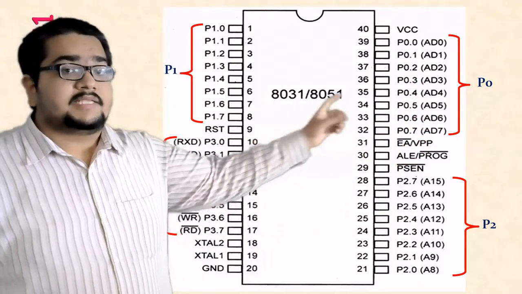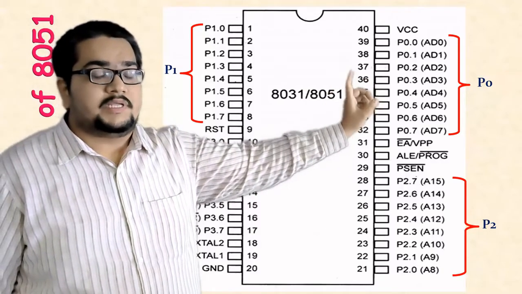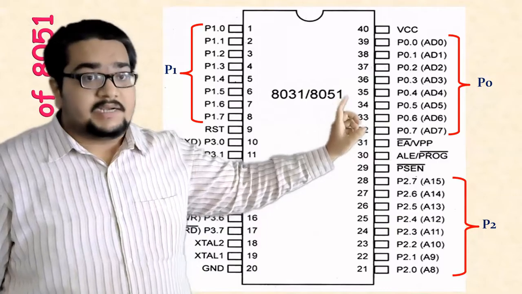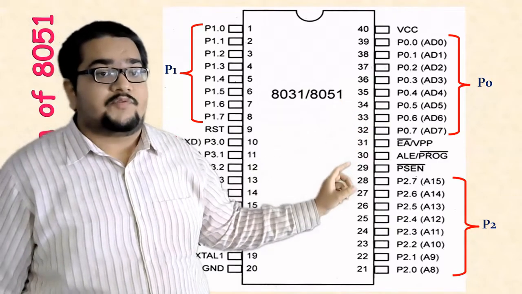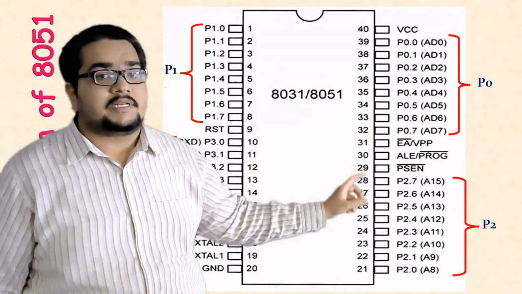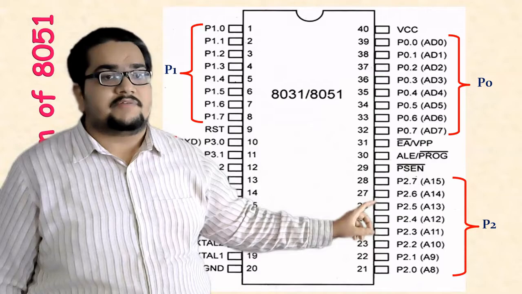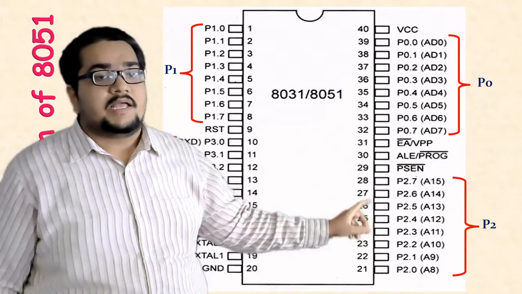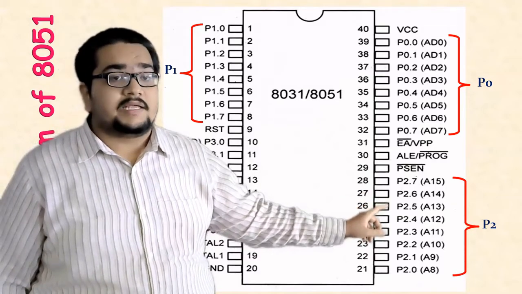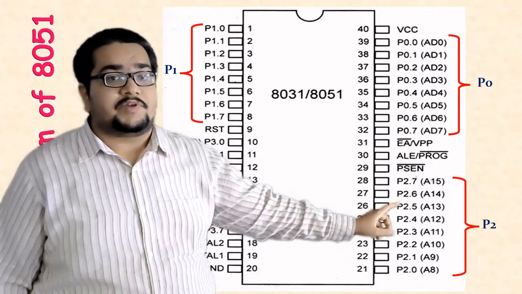And here, as we can see, only 8 address lines, A0 to A7, are given with port 0, but the address lines are 16 in total. So another set of address line bits, that is A8 onwards till A15, are assigned to port 2. So port 2 lines work as bidirectional I/O lines.